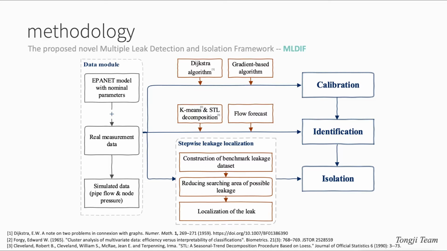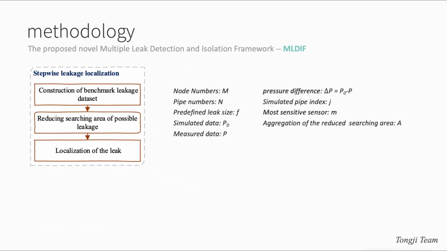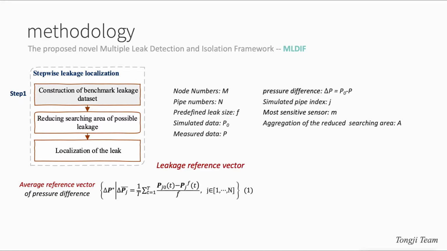The meaning of the symbols that appear afterwards is as follows. The first step is to construct the benchmark leakage dataset. After hydraulic simulations are carried out separately for cases with and without leakage, we got the node pressure for those cases. Using the pressure data, we can calculate the average reference vector of pressure difference by equation 1.